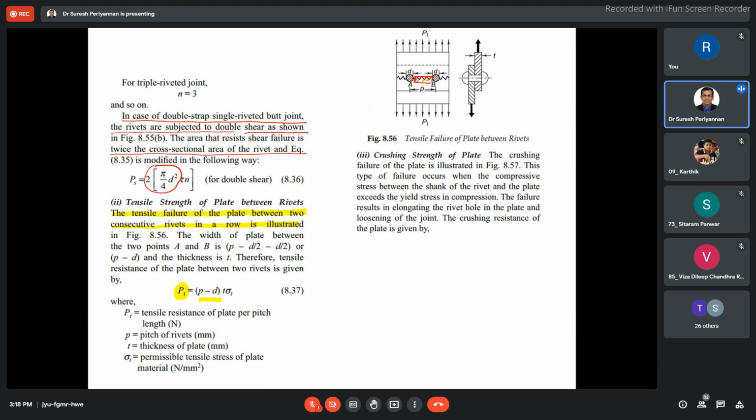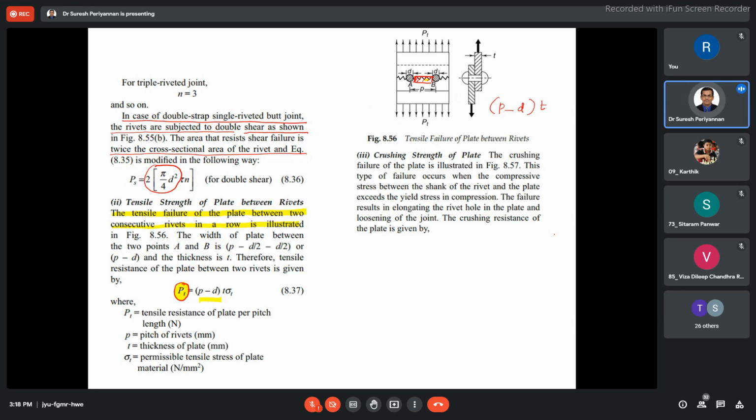Because this region is nothing but (P minus D) into T, that cross-section area, into sigma T. That is our tensile resistance of the plate between the two rivets. Now this is considering the notation PT. Keep in mind PS means shear resistance, PT is tensile resistance.